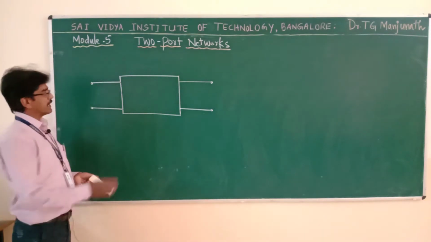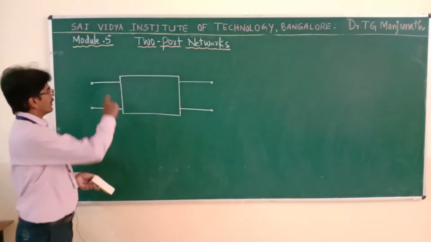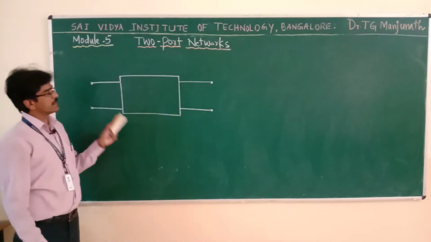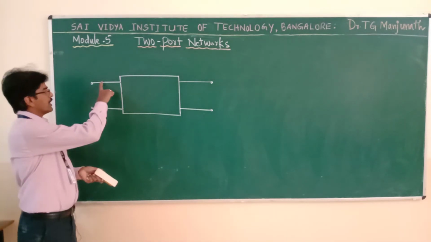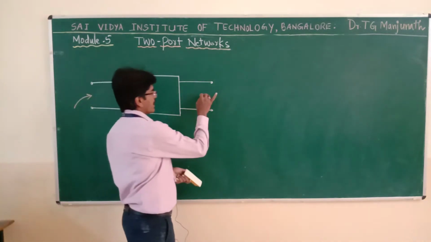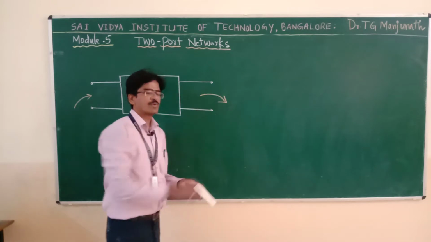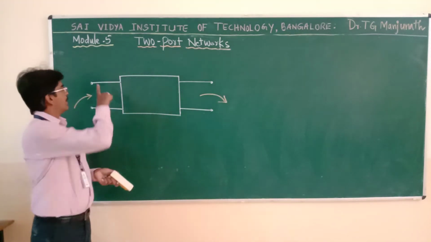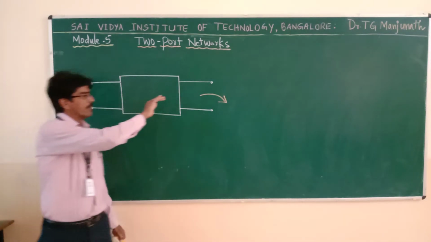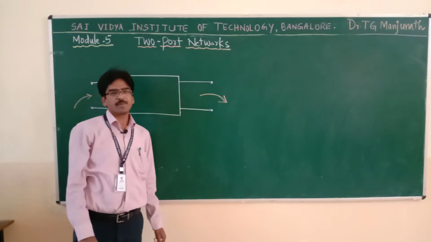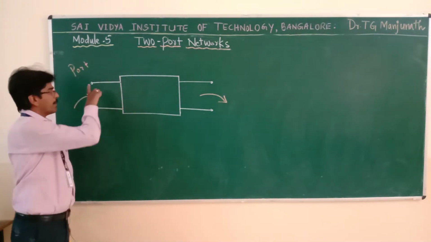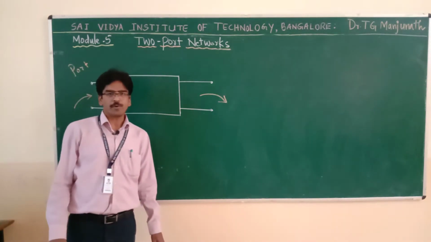Here I have represented a black box with two terminals here and two terminals here. So any system or a device requires minimum two terminals to apply the input and minimum two terminals to take out the output. A pair of terminals at which the signal can enter or leave is called a port.